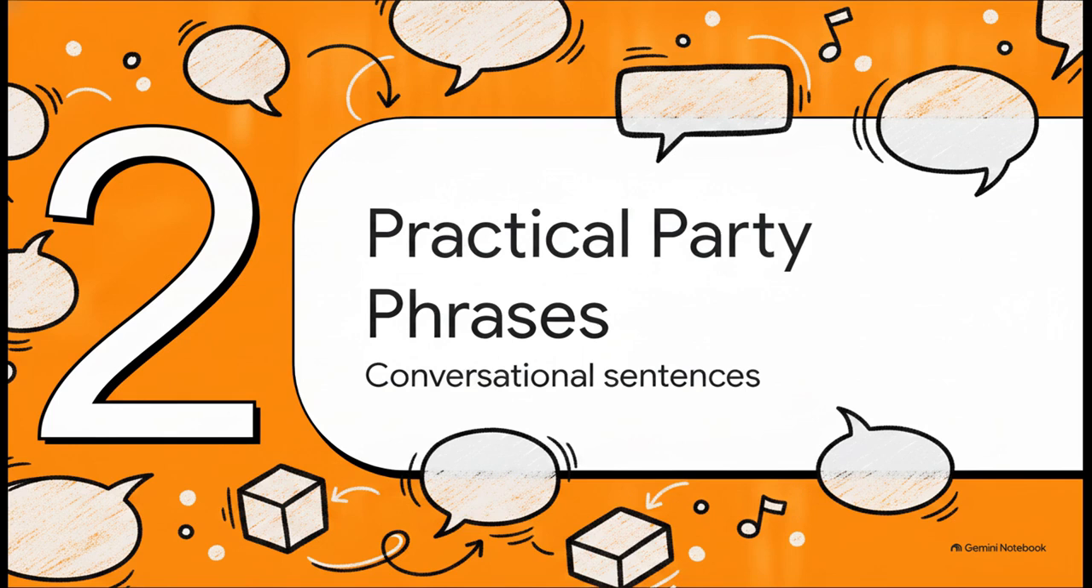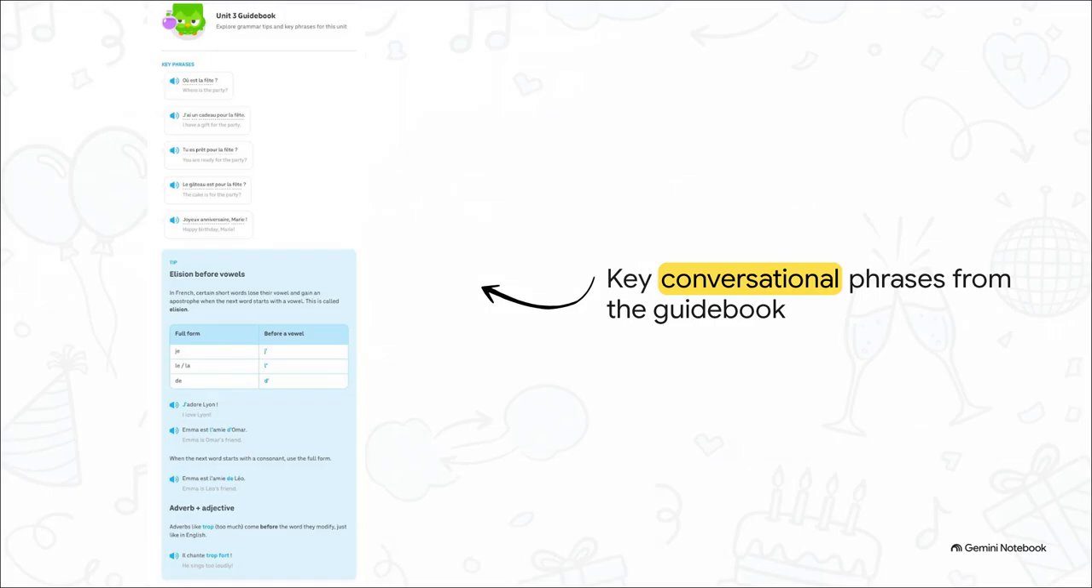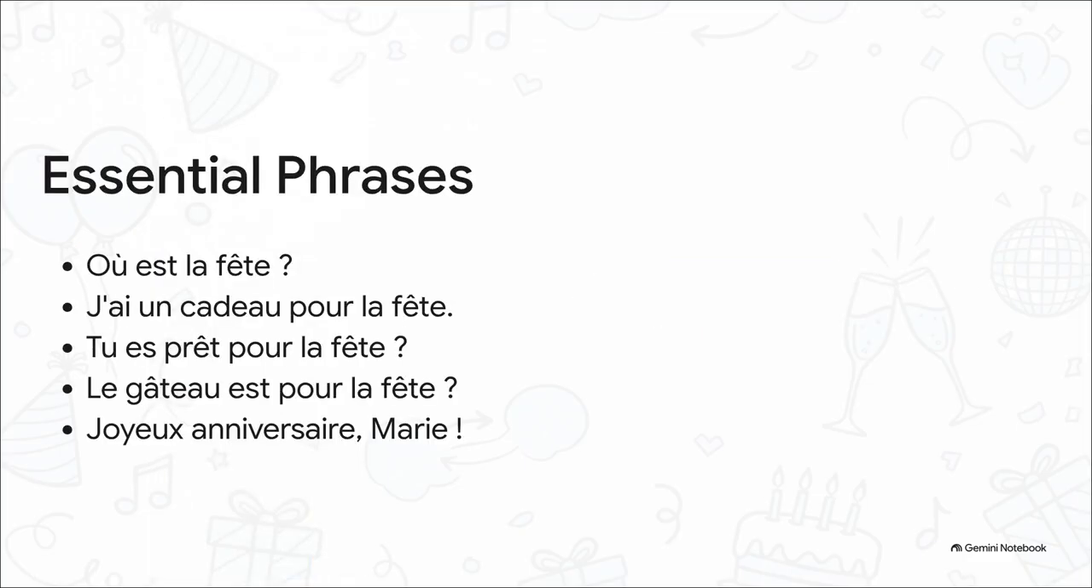Moving on to Section 2, practical party phrases. Let's turn these words into real conversational sentences. Looking at this setup from our source guidebook, it's actually super interesting. Notice how these phrases aren't just a boring static list. They're grouped to simulate the actual back and forth flow of a real interaction. Having the audio prompt right there next to the text is brilliant because it forces you to think about how these phrases actually sound out loud in a role-play scenario. It's fantastic practice. So let's break these down.